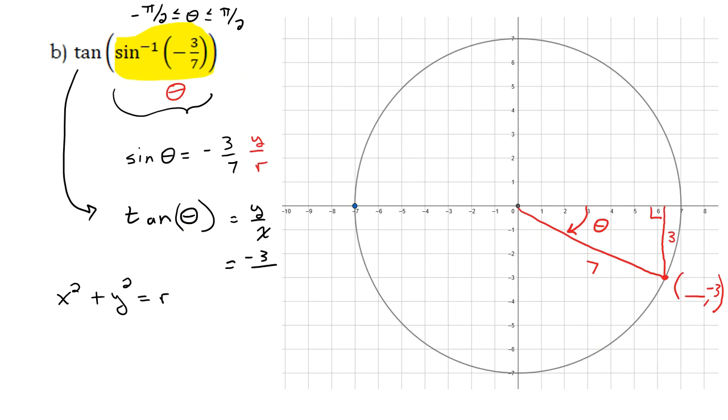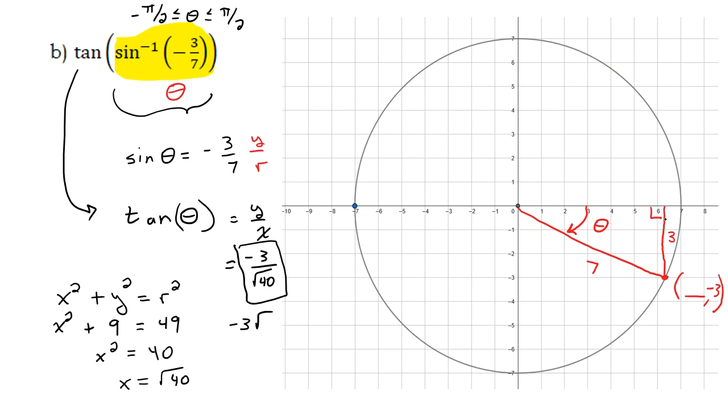I could figure out what x is pretty easily here. x squared plus y squared, where y is -3, so squared is 9, and my r value is 7, so that squared is 49. I subtract that over and take the square root, and I get x is the square root of 40. If you approximate that, it should be a little bit bigger than 6, which makes sense with my picture. So I'll plug that in up here for my x value, and that's pretty much my answer. I can rationalize it by multiplying the top and bottom by the square root of 40 if I want to, and that is the answer.